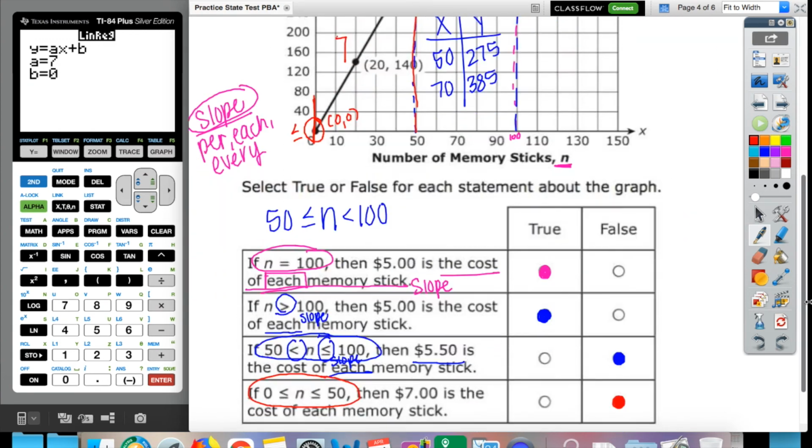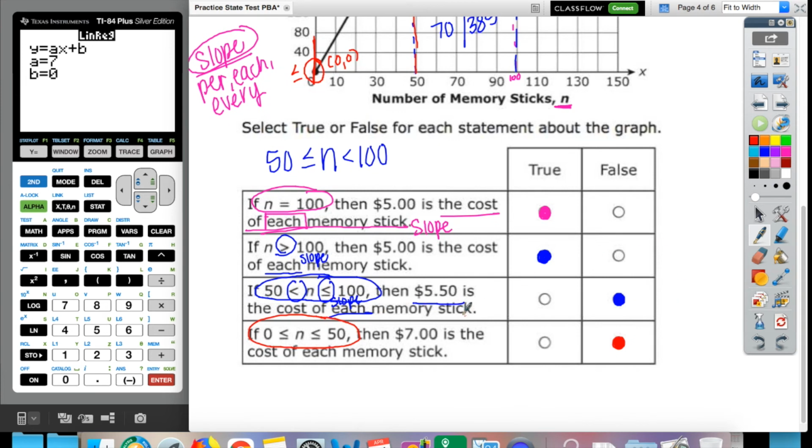So it should have been true, true, false, false. So don't just look at the slope. Look at your inequalities, the other stuff it gives you as well.